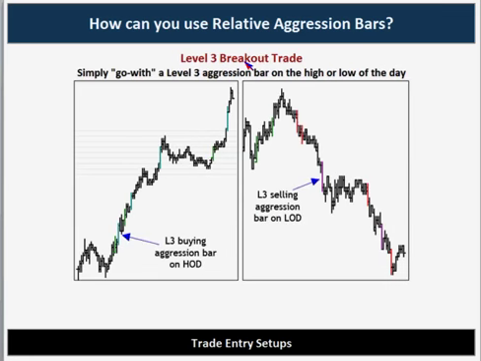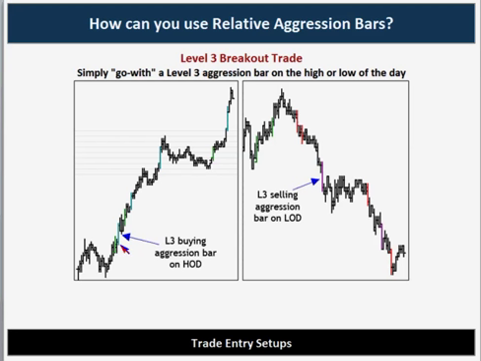Here's the level 3 breakout trade. This is certainly more aggressive. And again, I would highly recommend you take this type of a trade in context. We'll talk about our bigger picture bias in just a minute. But if you have a situation like we're having now in the market, where bigger picture, the market is in an up auction, then if you get a level 3 buying aggression bar on the high of the day, you have a better edge in just getting long.